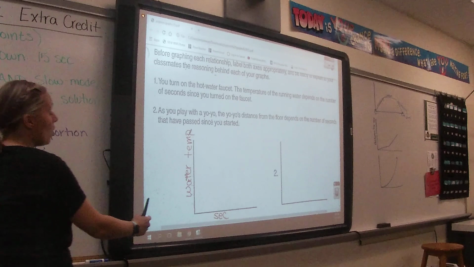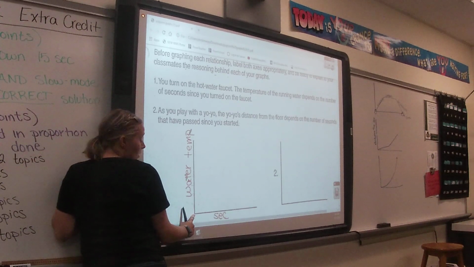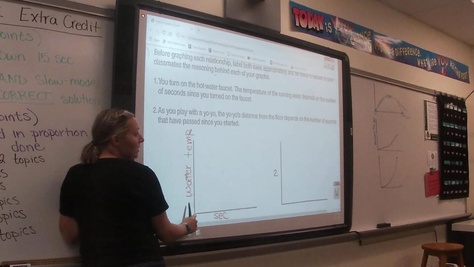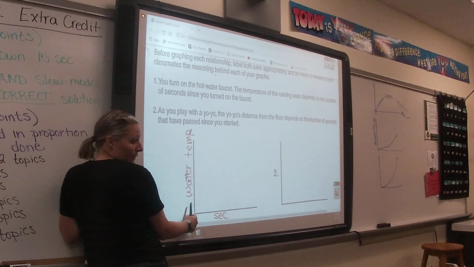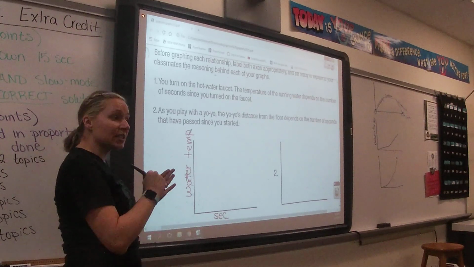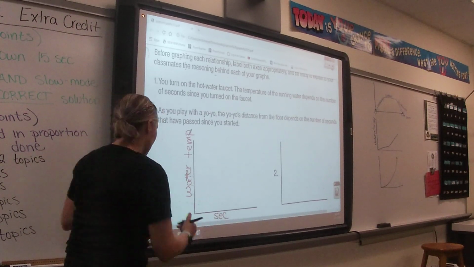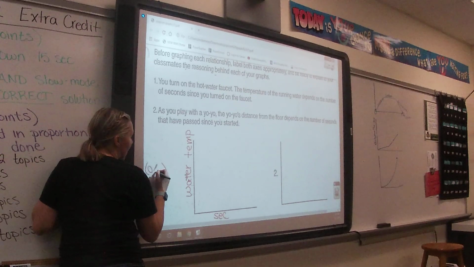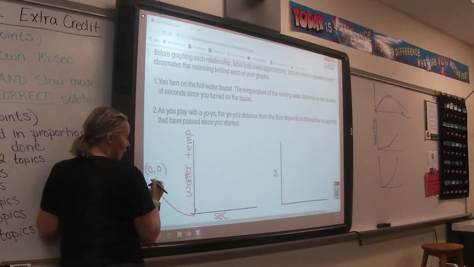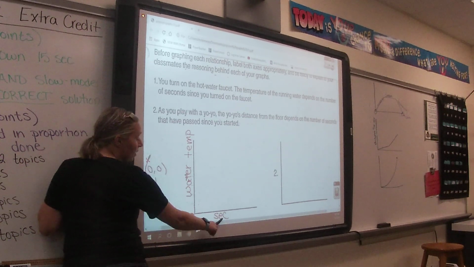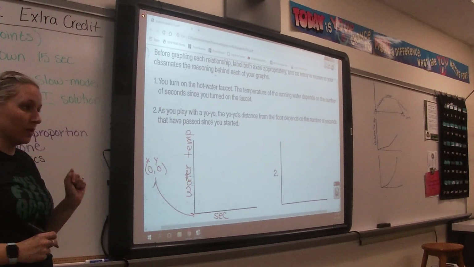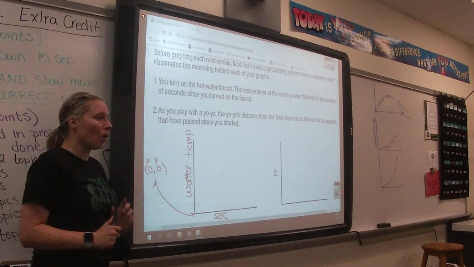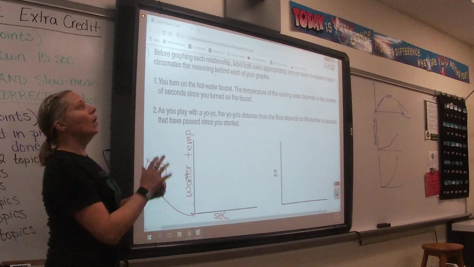What is this point right here? 0. And what do we mean by 0? What does this say? How many seconds have passed? Nothing. No seconds. And what is the temperature of the water? 0, because the origin is the point 0, 0. This is literally the point x comma y of 0, 0. So our x label is seconds. Our y label is water temperature. So 0 seconds have passed and the water temperature is 0.